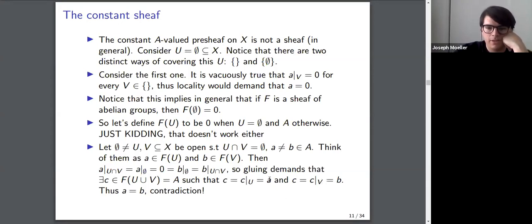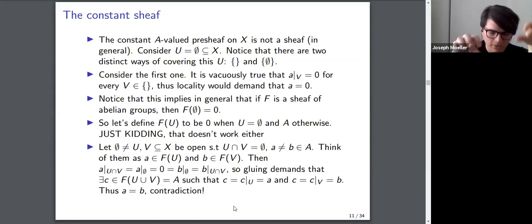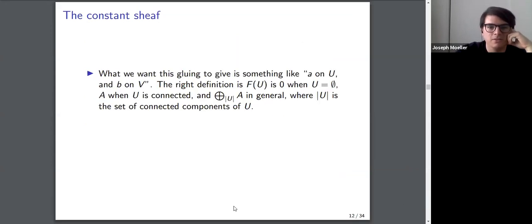But that's what A and B were. So they have to be the same as each other. And that's a contradiction. Okay, so basically, you have to be able to glue these 2 pieces together and get something that's also in the group, but it has to be equal to them. And so therefore, that doesn't work out. So it doesn't satisfy gluing. So how can we fix it?